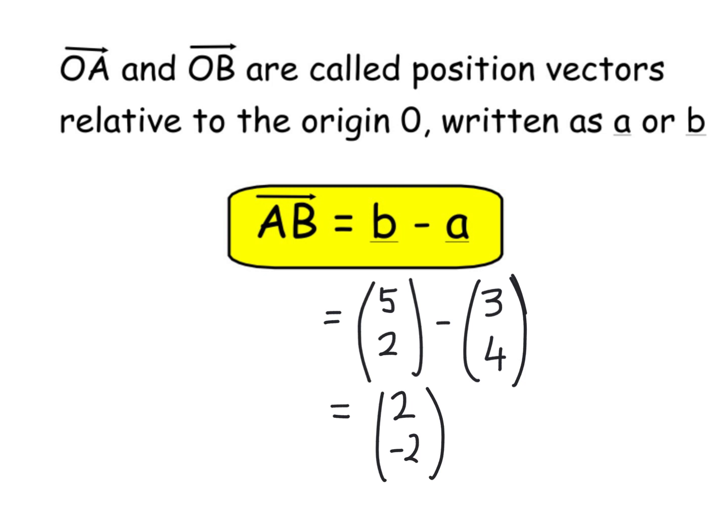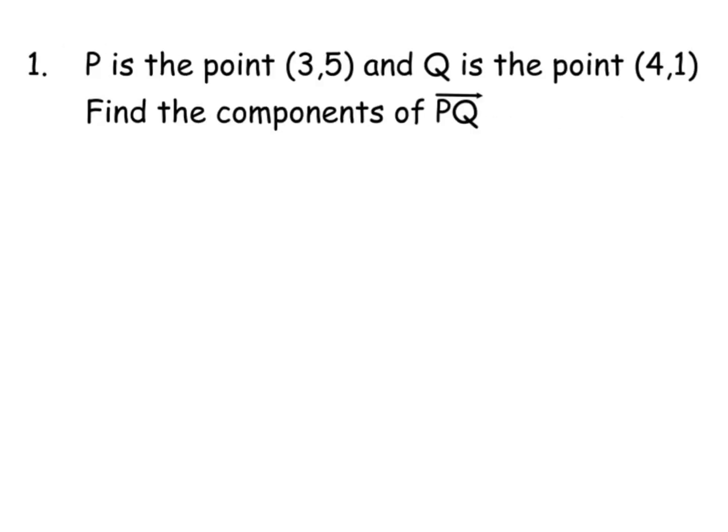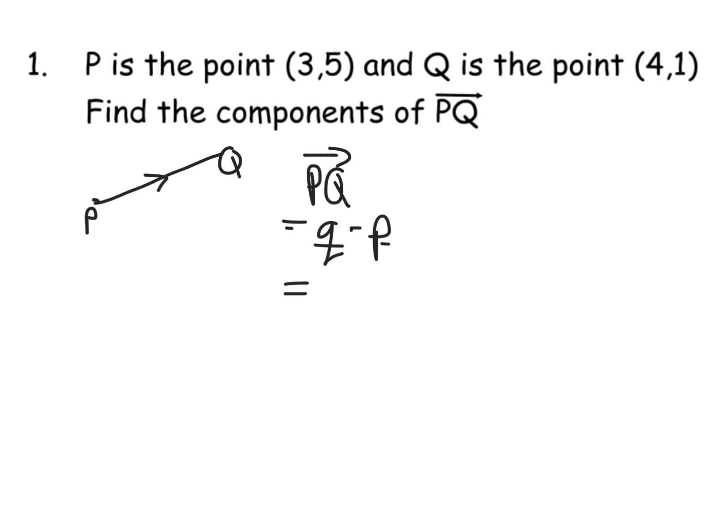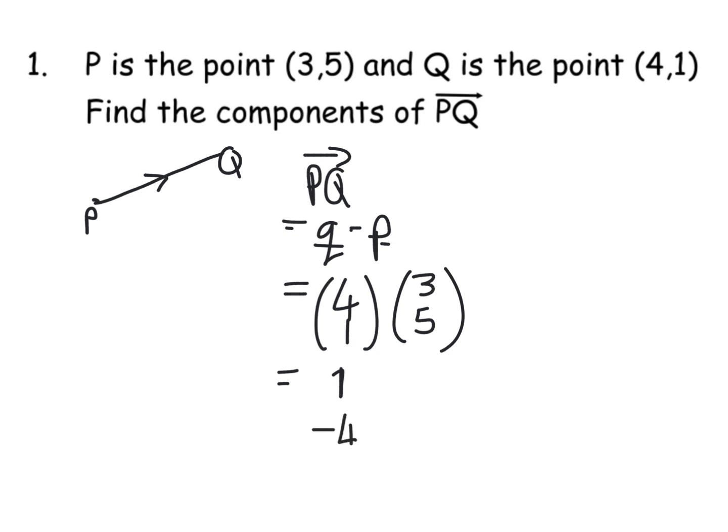So what we're going to do is use this rule now and see it in actual context. So we have given you the coordinates of P and Q. What we're trying to find is the components of P to Q. So here is P, here is Q. We're going in this direction. So we start by writing P to Q equals, and it's Q take away P. And then we just plug in our numbers. So Q is (4, 1), and P is (3, 5). If we subtract them, 4 take away 3 is 1, and 1 take away 5 is negative 4. And that's all there is to it. So that's the vector P to Q.